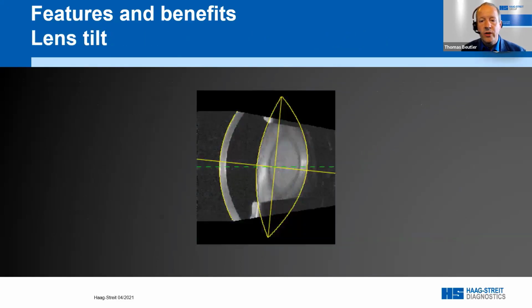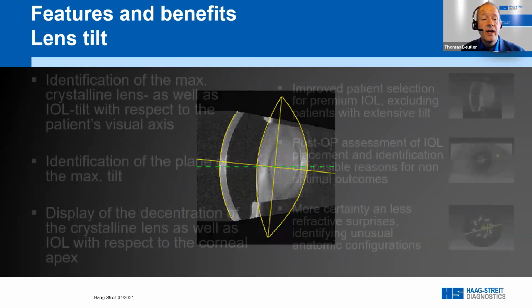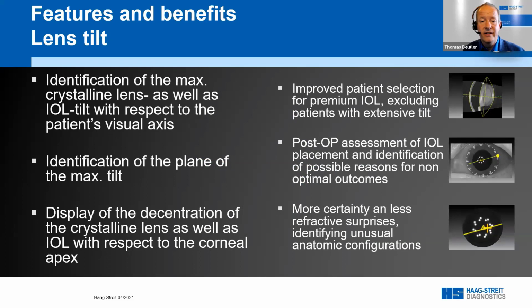The next feature I'd like to talk a little bit about is the lens tilt feature. So with the imaging means provided by Swept Source OCT, we can now have a detailed look at the lens of the patient, not only the crystalline, but also on the implanted IOL. So we can identify the plane of the maximum lens tilt to the patient's visual axis. And this is a good parameter if you want to go for premium IOLs, because if you have extensive lens tilt, we all know, then we would rather go for a standard IOL than a premium to make sure that we don't have side effects because of the tilting.